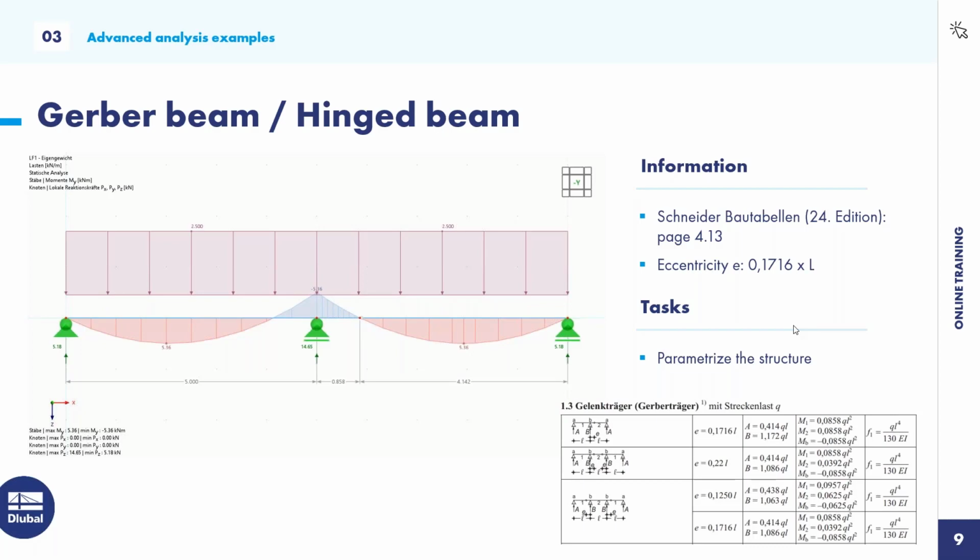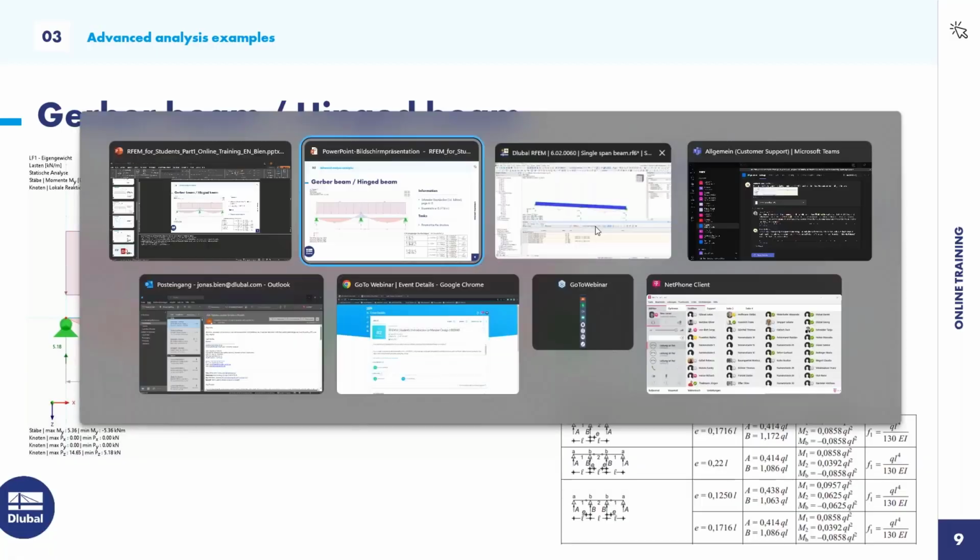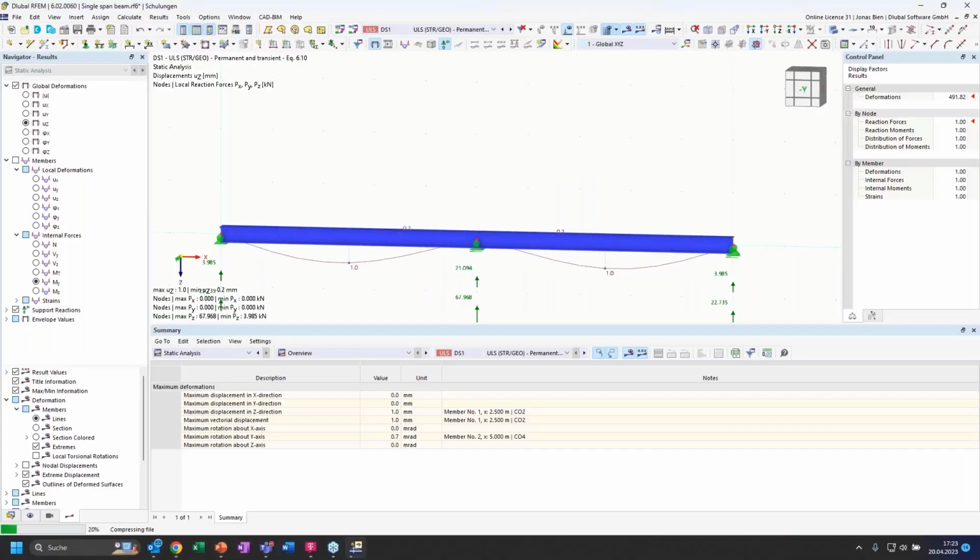And one special thing is we want to do the input parametrically, so we can later change the length of our span and have the member hinge always at the correct spot. So always at 0.1716 times the length of one span close to the middle support. All right, so we can leverage what we have already modeled here.